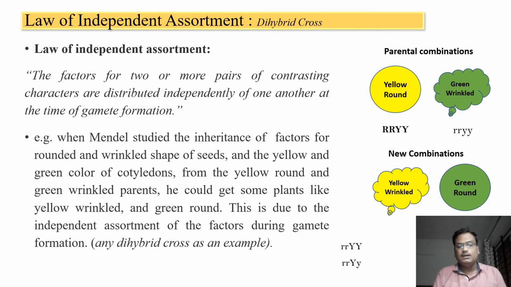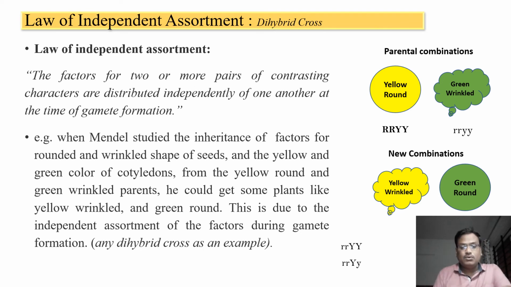Based on the dihybrid cross, let us understand the next law of Mendel, that is the law of independent assortment. This is important, law of independent assortment. The factors for two or more pairs of contrasting characters are distributed independently of one another at the time of gamete formation.